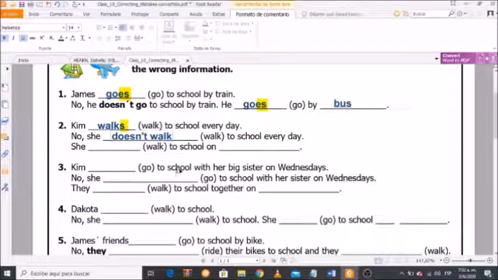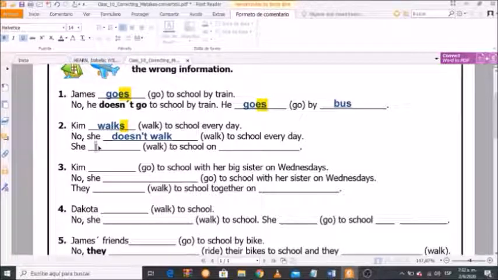Y fíjense, presten atención a otra cosa acá. Cuando usemos la palabra doesn't, fíjense que nuestro verbo, al que en un primer momento le habíamos agregado la S, ahora le volvemos a sacar esa S. Fíjense en nuestra primera oración. James goes to school by train. Y teníamos la ES. Y cuando negamos esa oración, le sacamos la ES. So here we do the same. No, she doesn't walk to school every day.